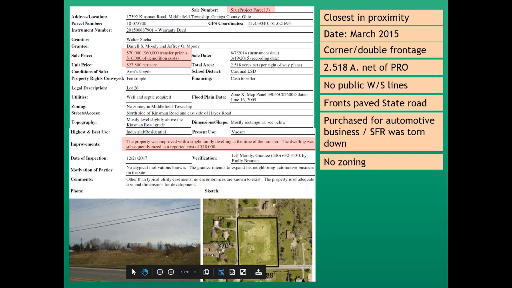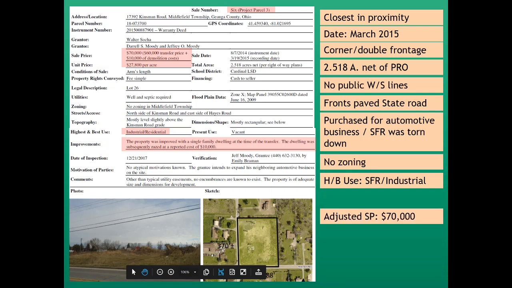There's no zoning. The highest and best use was single family residential industrial, and that's also pulled from the data sheet. So the adjusted sale price was $70,000, and if we divide that by 2.51 acres, which is the size of the property, we know that this comparable sold for a unit value of $27,800 per acre.